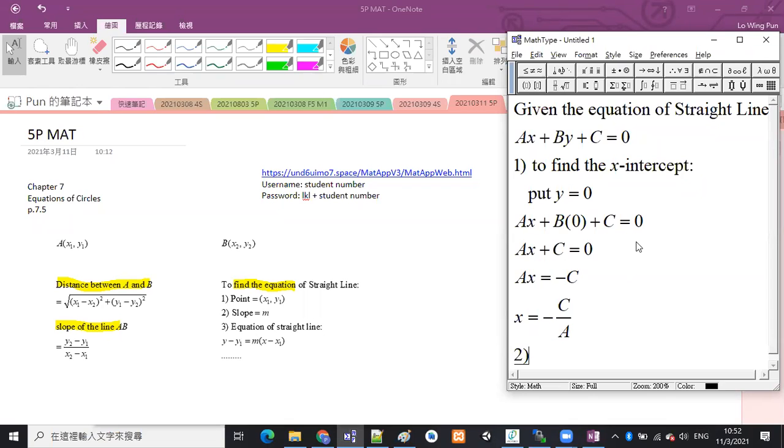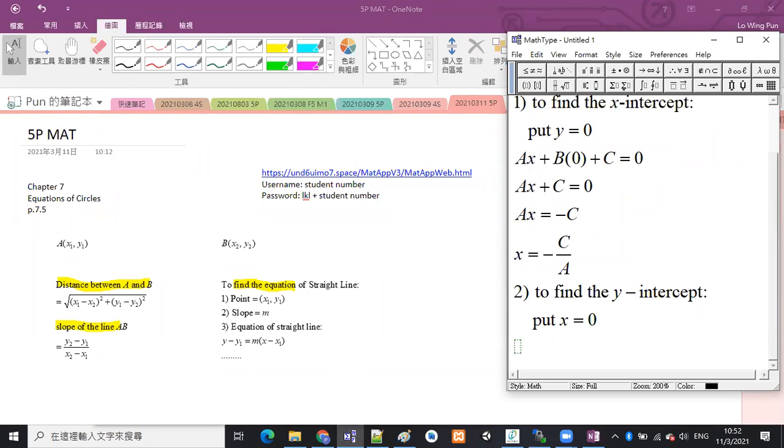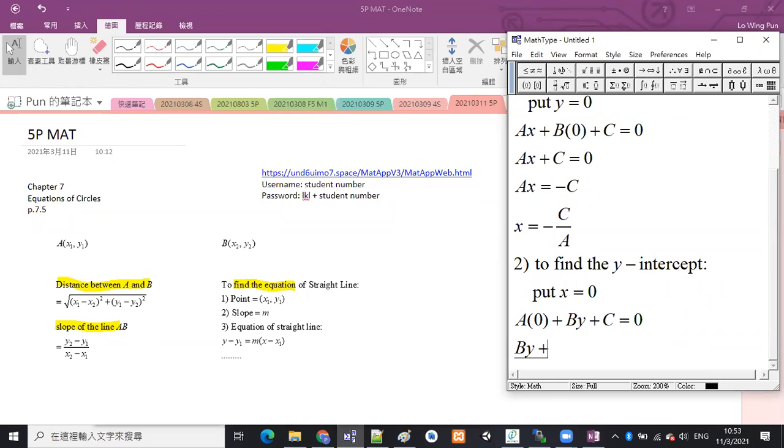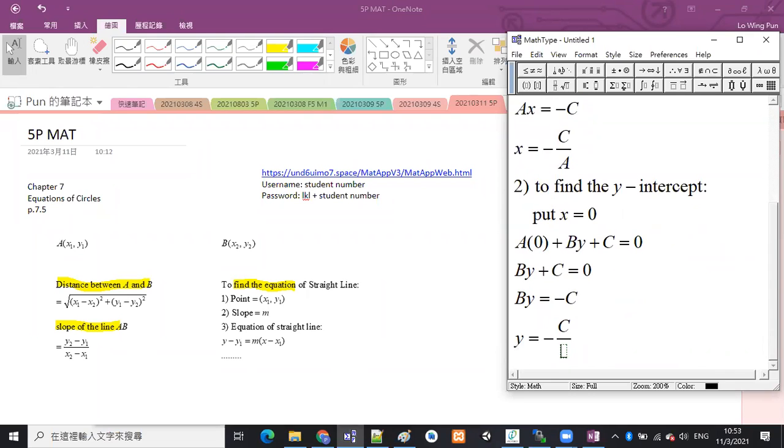And then the second thing is to find the y-intercept. To find the y-intercept, we need to put x to be 0. Okay, when we put x to be 0, we have a0 plus by plus c equals 0. And then we have by plus c equals 0, and by is equal to negative c. And then y is equal to negative c over b. That is the y-intercept. Okay, put x equals 0 and calculate y in order to find the y-intercept. Okay.